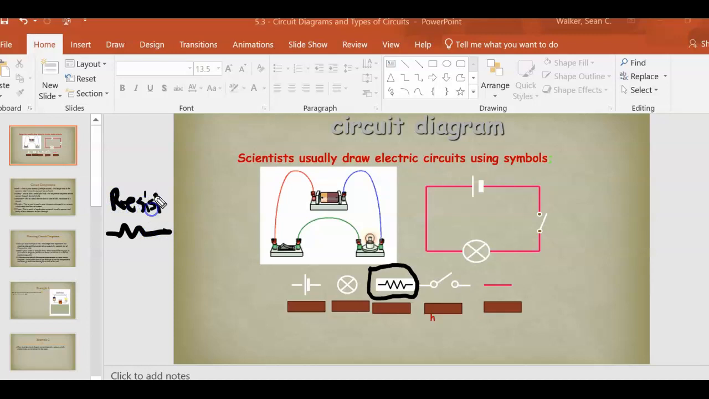A resistor, again, is just a little tiny circuit component. You can buy them on Amazon for really cheap. Basically, it's just this little thing that you put in your circuit to add resistance, in case you want something in your circuit that has resistance. The switch we talked about, and the red line here is just wire. So those are the different components of a circuit diagram. Pause it there if you need to add any of that to your notes.